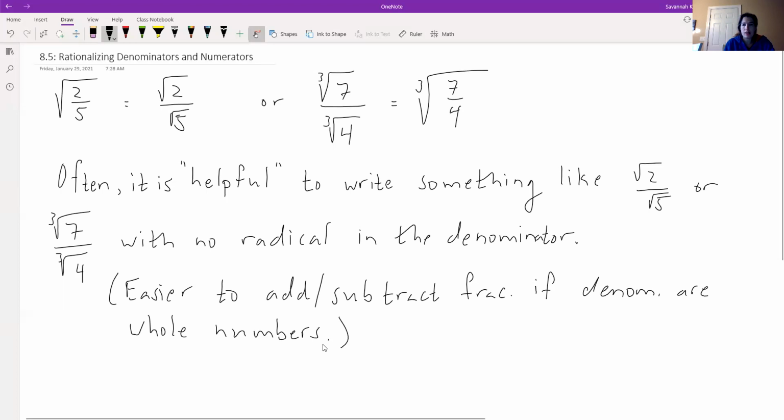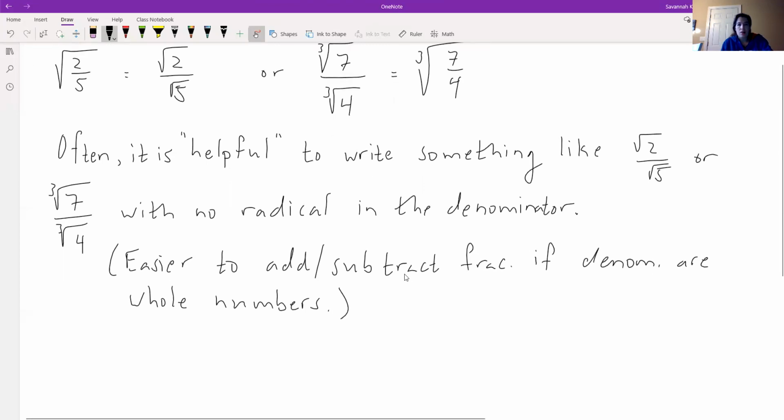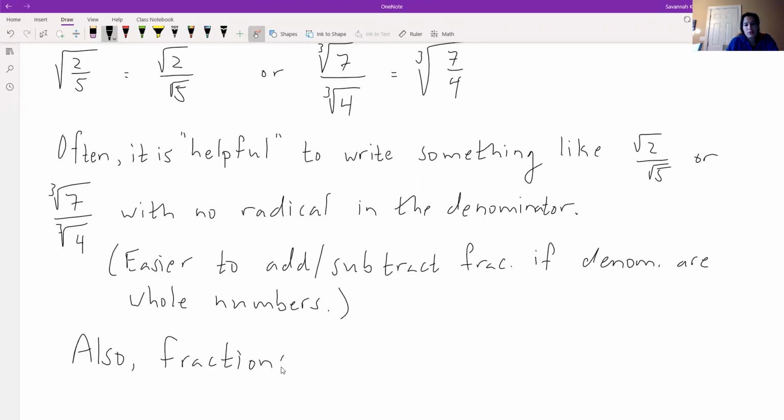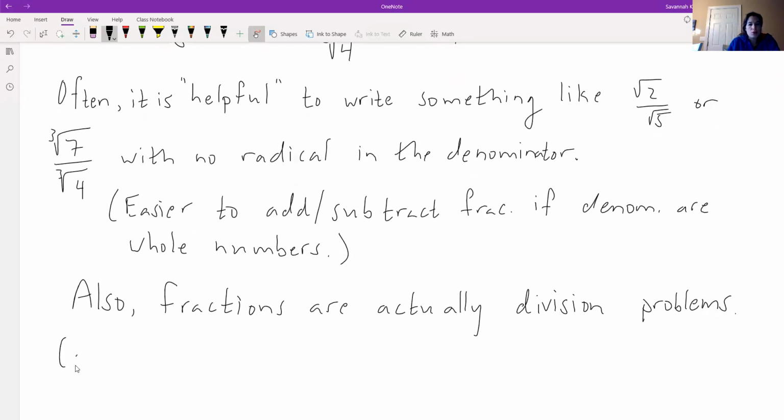Another reason that it's helpful, or I guess historically that this kind of process originated, I can't remember what book I got this from. But recall that fractions are actually division problems, little division problems. We don't usually work them out as such. But that fraction notation is another way of indicating that a division is being set up. So let's just make one up here. Consider 2 over the square root of 2. Okay.